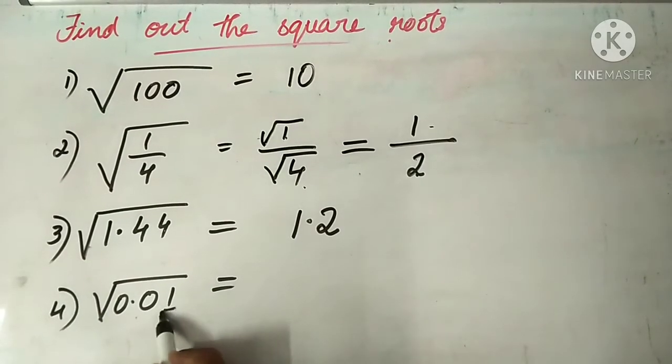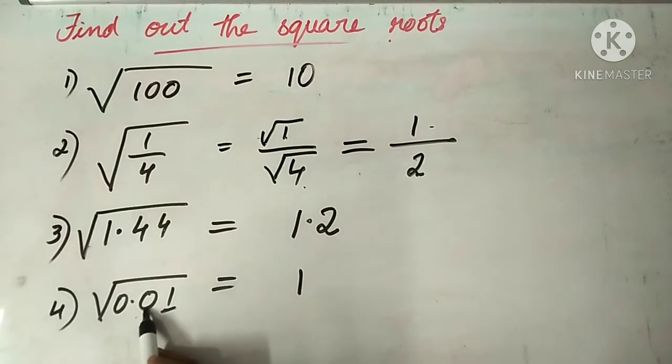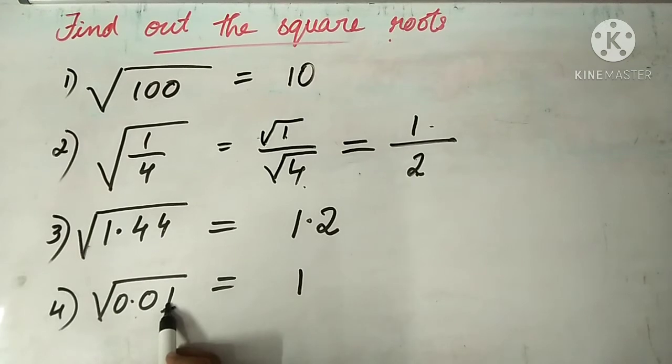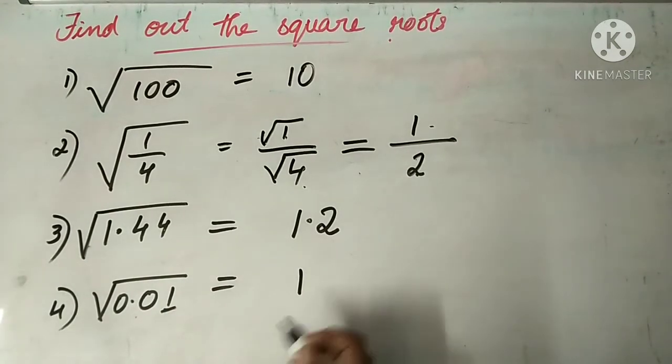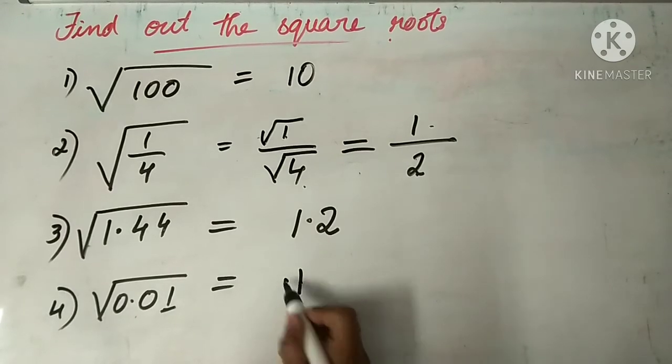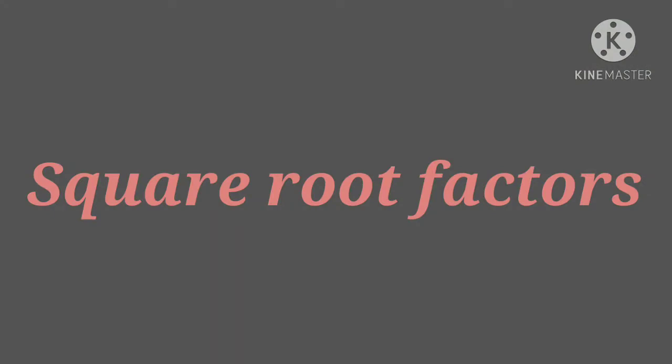What is the square root of 1? 1 itself. Where will we put the decimal point? Here there are 2 numbers after the decimal point. So we have to put the decimal point after one number. After one number, we will put the decimal point. So the answer is 0.1. Next topic, square root by factors.